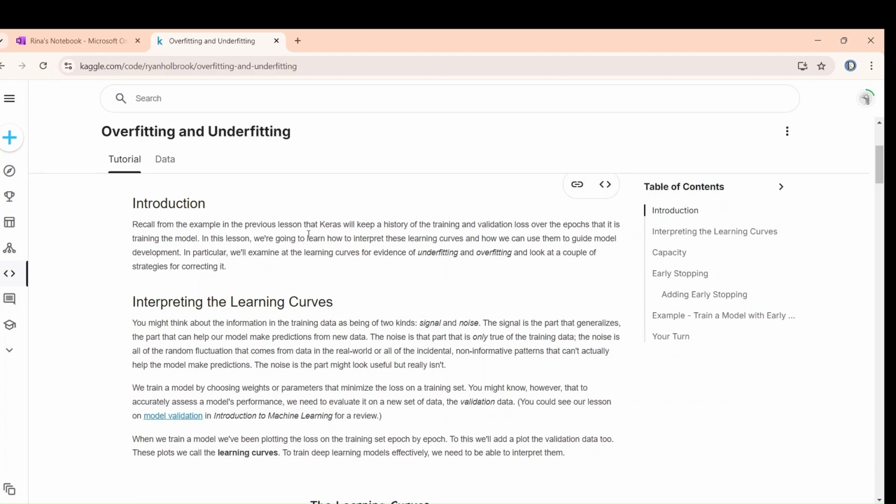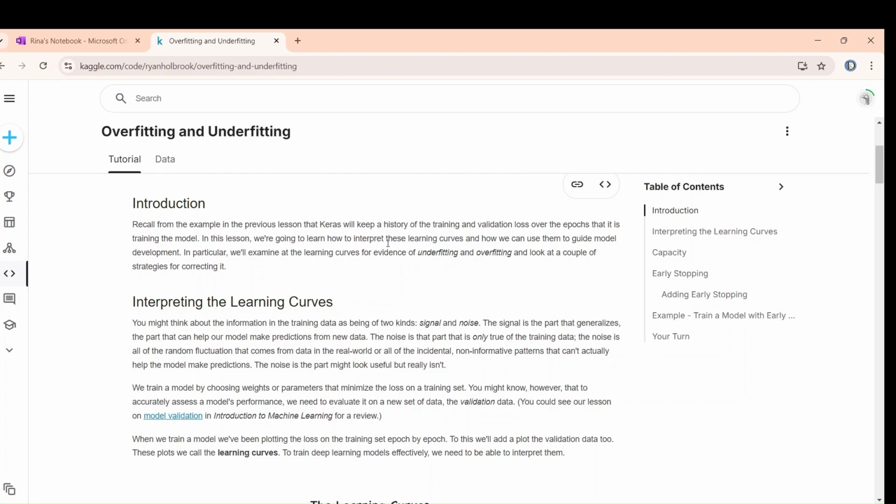Recall from the example in the previous lesson that Keras will keep a history. We saw the history function, which is used to see how a model is performing after every epoch and how the loss is getting reduced. You remember these training and validation losses over the epochs. In this lesson, we are going to learn how to interpret these learning curves. We saw the learning curves while plotting, where the loss was getting reduced.